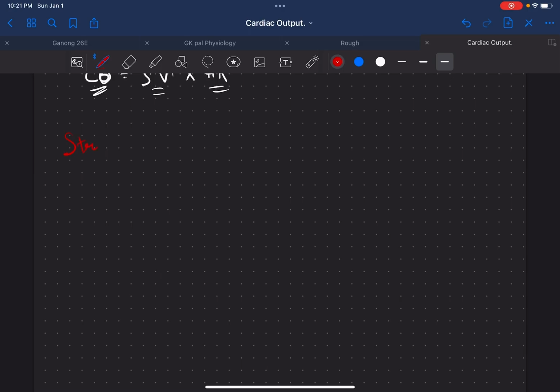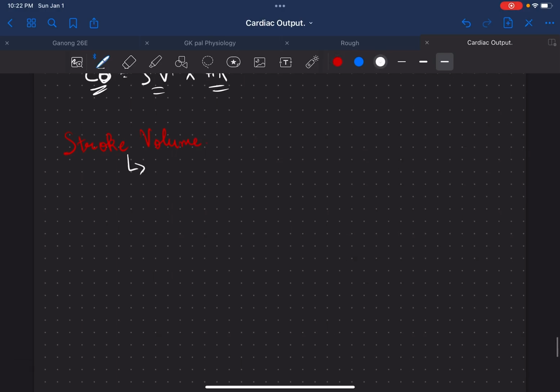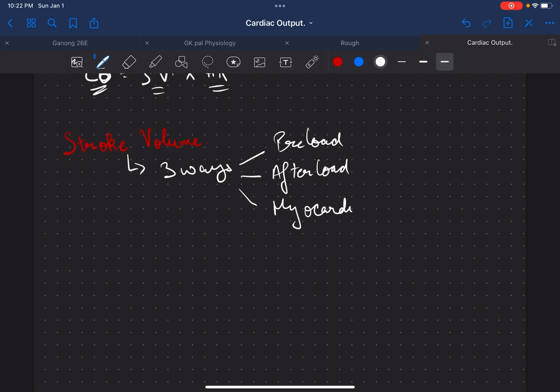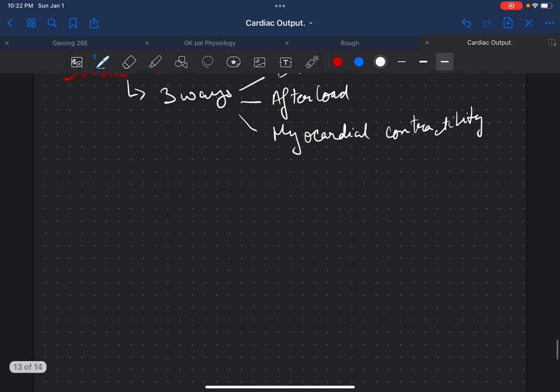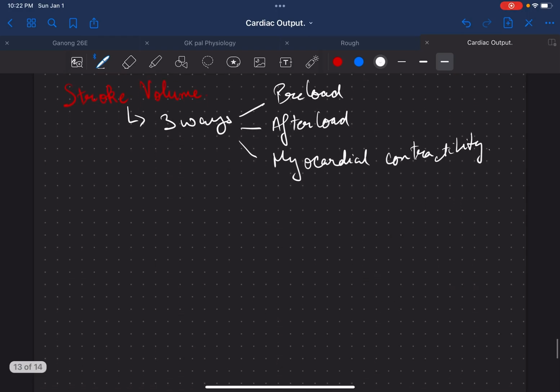Stroke volume can be changed in three ways, that are preload, afterload, and myocardial contractility. So preload.